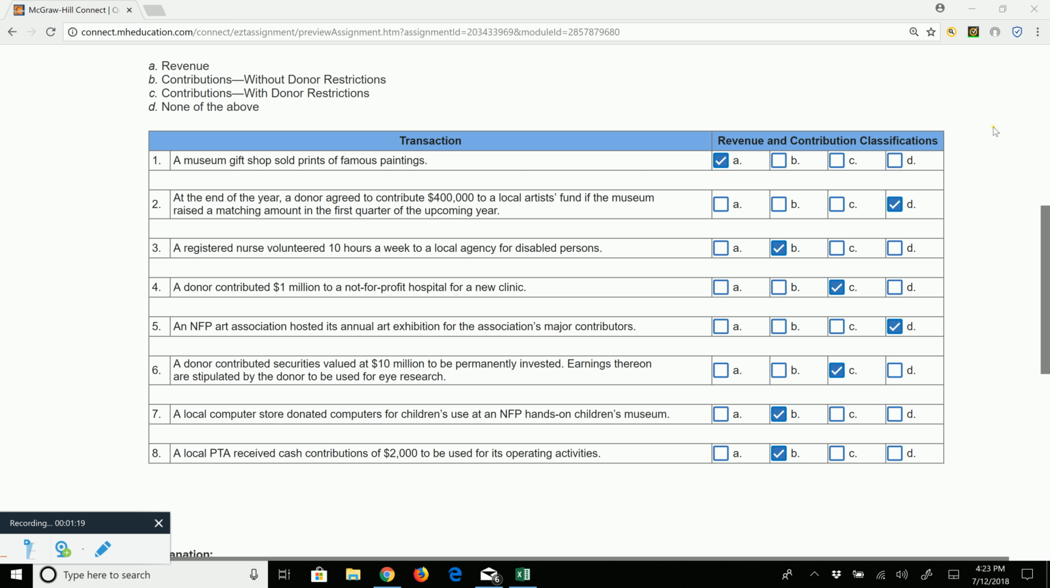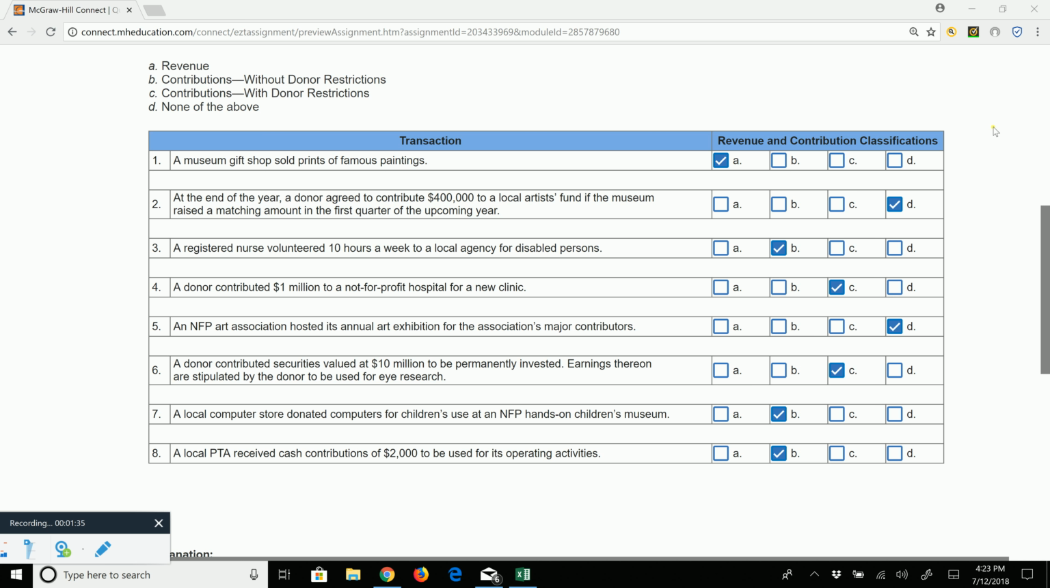So we have a simple homework example first. We need to decide whether these 8 items are either recorded as a revenue by the nonprofit, or a contribution without donor restriction, or a contribution with donor restriction, or none of the above.